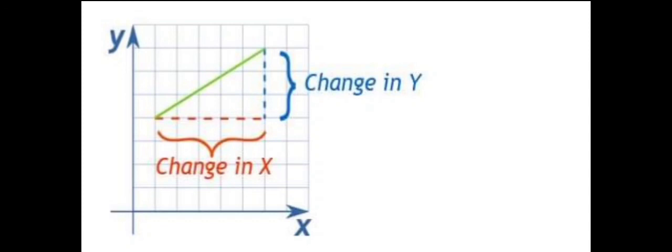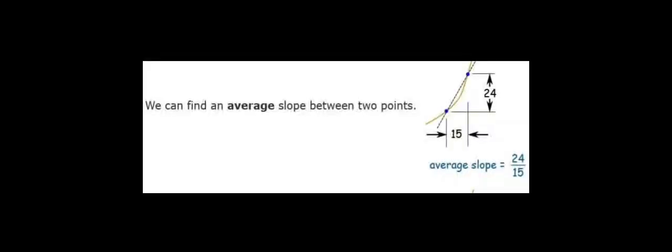So we have here the formula. The formula of the slope is change in y over change in x. But how can we find an average slope between 2 points? That is kind of interesting, right? So we have here 24 and 15 as we can see in our figure above. So the average slope is equal to 24 over 15.